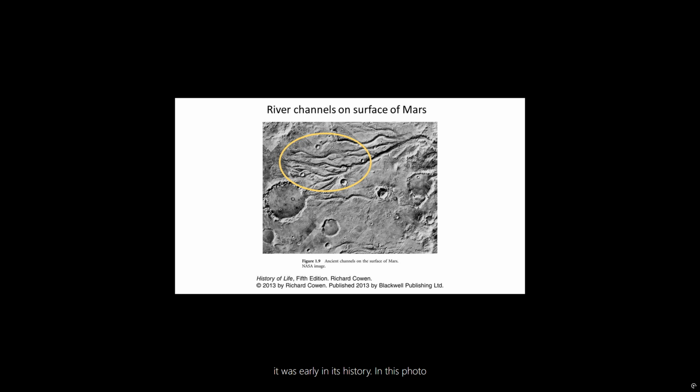In this photo of the surface of Mars, you can see ancient river channels circled in yellow. The impact craters that cut across these channels show that the surface water was gone early in Mars history. The last round of asteroid bombardments in the solar system are basically imprinted over the top of the surface water channels.